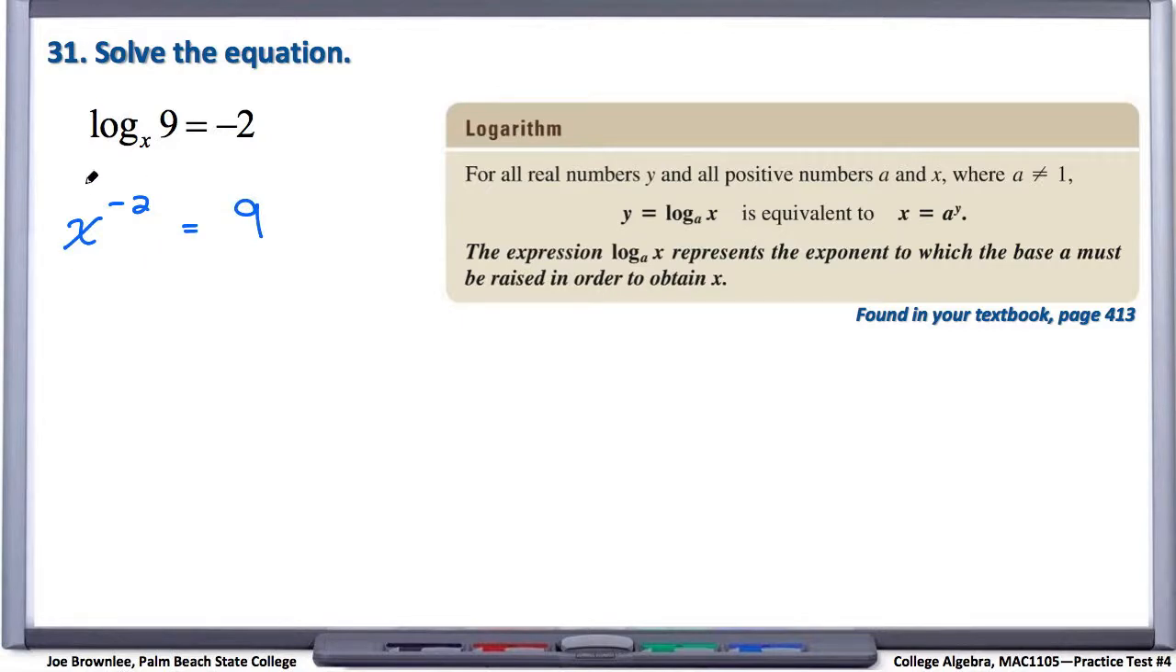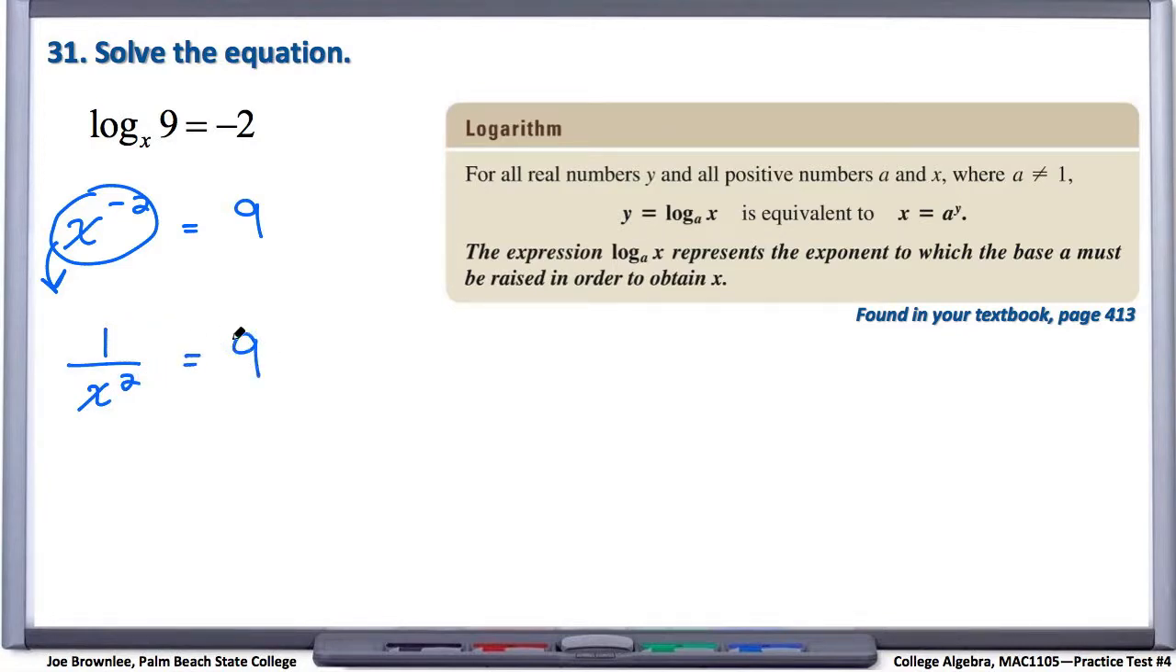And we normally don't work with negative exponents. Sometimes we will, especially in these solving for logs or exponential equations. But let's go ahead and see what happens if we take this x to the -2 and move it downstairs so that our -2 becomes positive. Well, that will give us 1 over x squared equals 9.